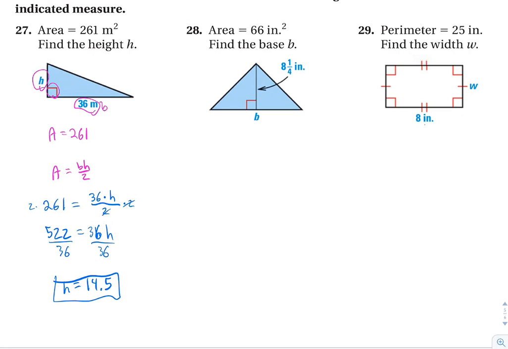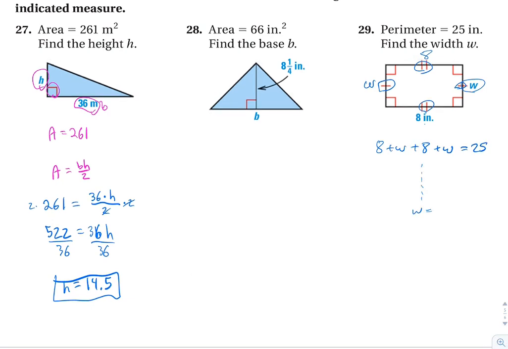Okay. Again, you could do that with all of these. Here's one where there's an 8. So I know this is 8. Here's a W, so I know this is W. Again, those congruent segments show me that. And that says the perimeter is 25. So that'd be 8 plus W plus 8 plus W equals 25. And then you would go down using algebra to solve for W.